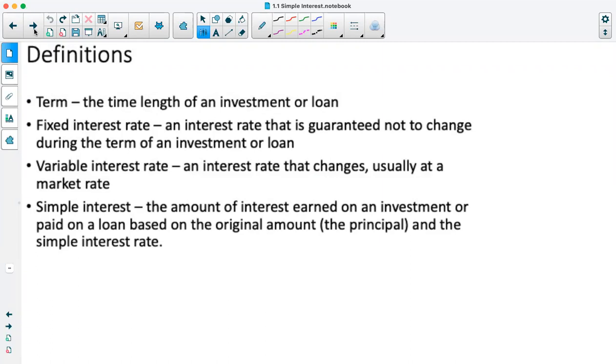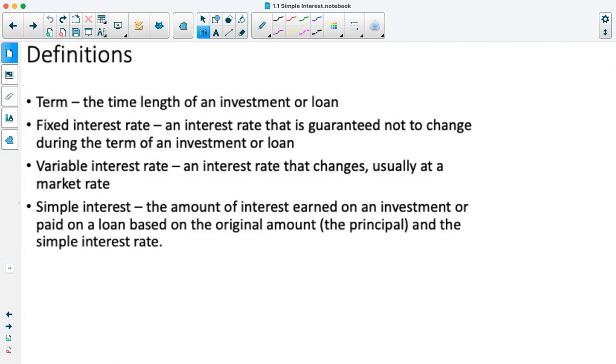When we're looking at financial terms in this unit, term refers to the length of an investment or loan. A fixed interest rate is an interest rate that is guaranteed not to change during the term of an investment or loan. So the interest rate you start with will be the same as the interest rate you end with. A variable interest rate is an interest rate that changes, usually at a market rate. So you may start an investment with one interest rate, but when you're done that investment, it may have a different interest rate.